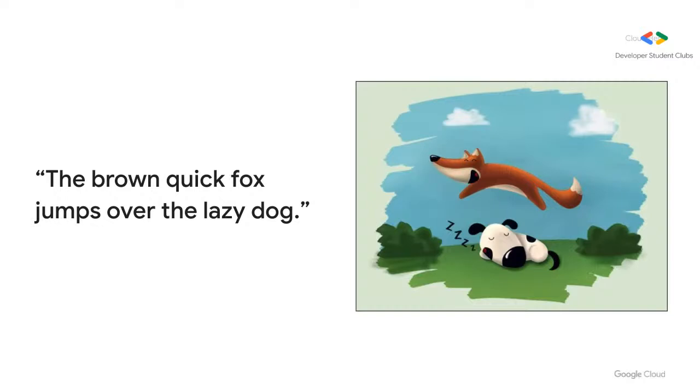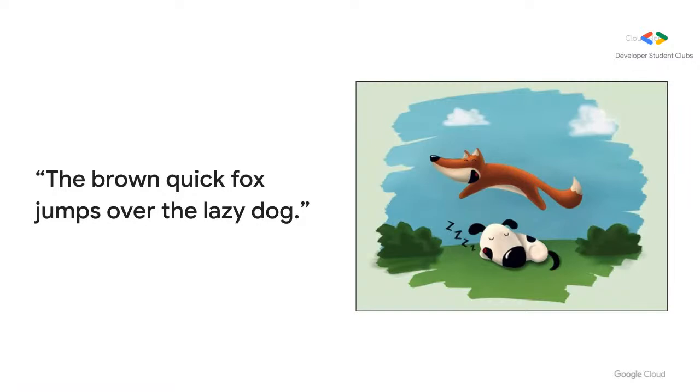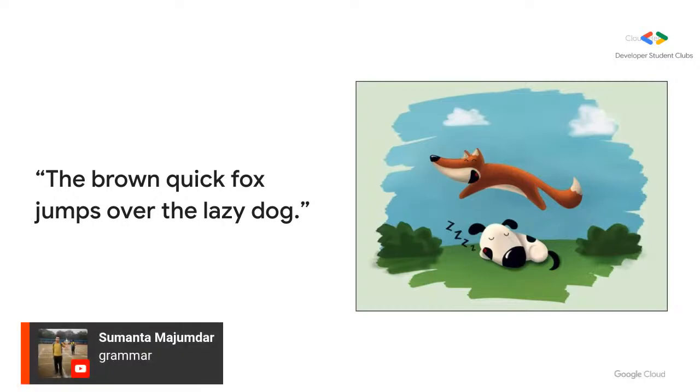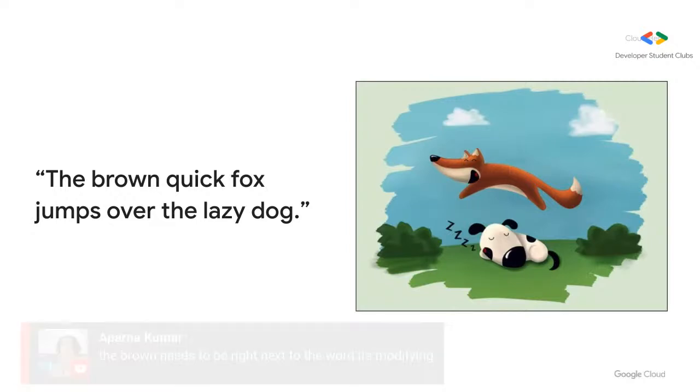Anyone know why the original version was incorrect? Why this brown quick fox jumps over the lazy dog is incorrect. Grammar, yeah, that can be an interesting thing. Anything else? Order of adjectives, yes. Cool. That's interesting. The brown needs to be right next to the word it's modifying. That makes sense. Cool, let's jump into that. Why the original version was incorrect.